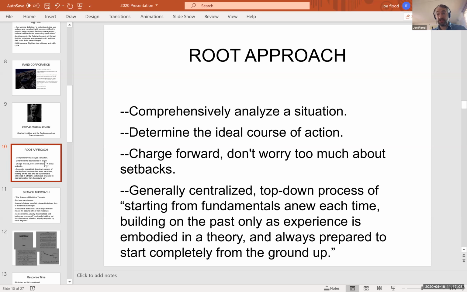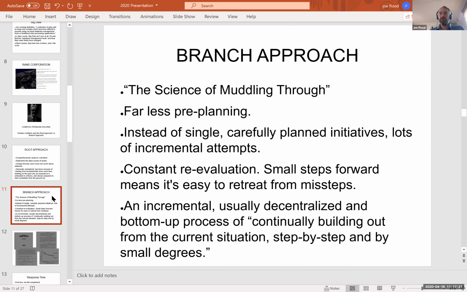This is certainly how cities get planned for the most part. You come up with, we're going to put the highway here and the public transportation here, and we'll zone this district for one thing, and we'll zone this other district for another thing. That's the centralized root approach. Lindblom talked about the other, which is the branch approach. In England, they might call it the science of muddling through. So you're talking about a situation where there's not a ton of extensive pre-planning. Instead of a single carefully planned centralized initiative, it's a lot of incremental attempts at doing things.